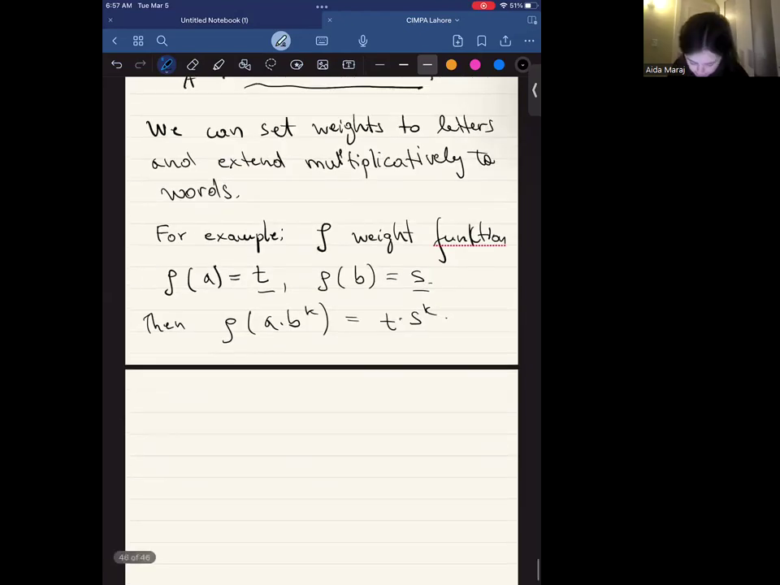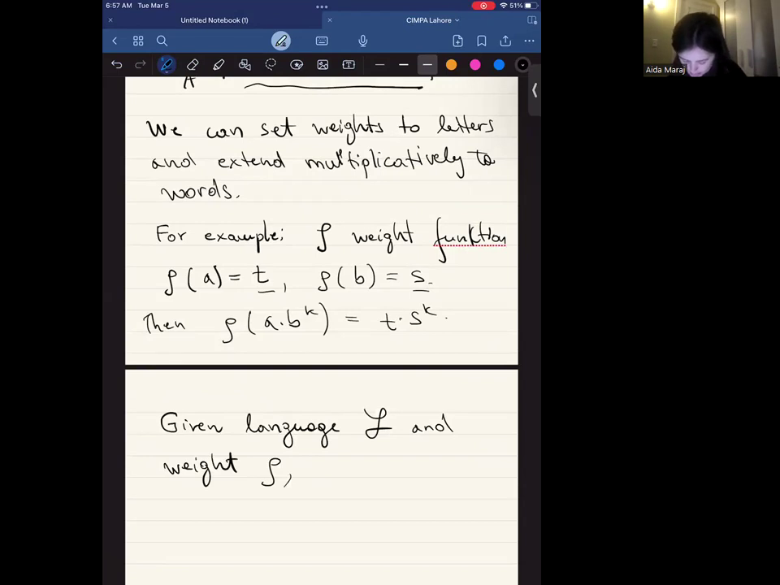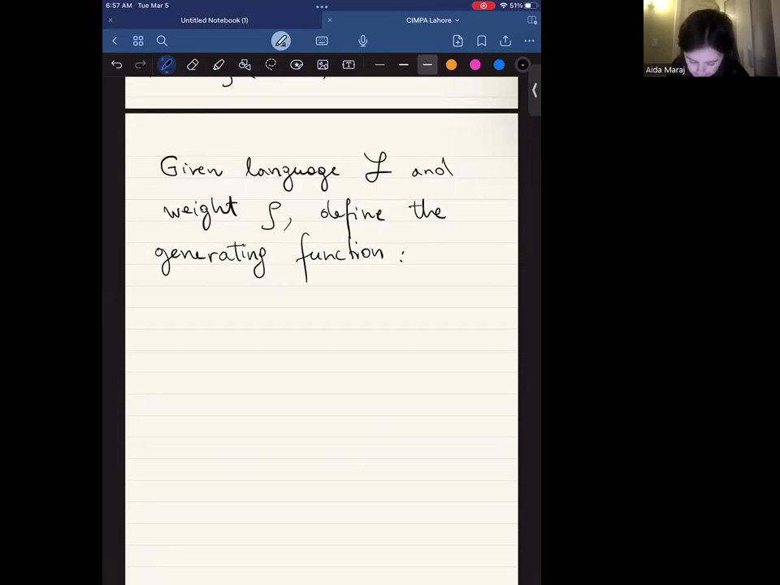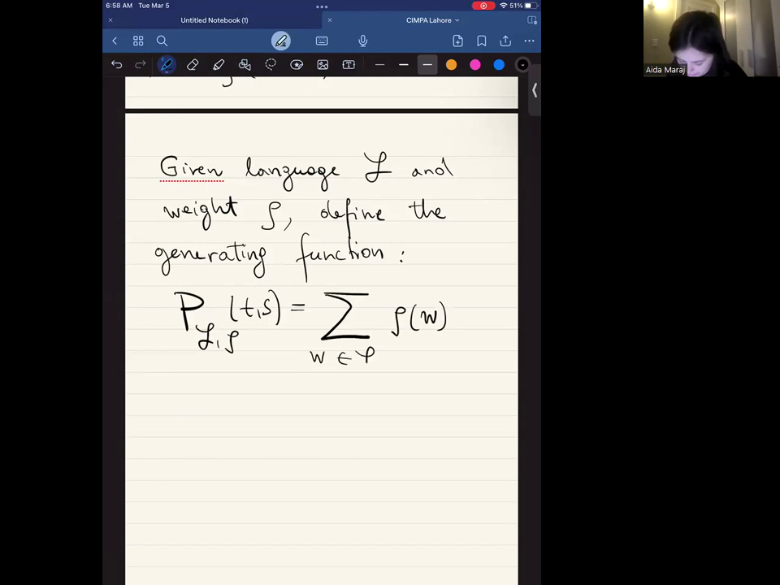Now, given a language L and weight rho, define the generating function P of L, rho, of T, S. These were the weights T and S. It is the sum over the weights of the words, for every word in L. So in our case, for example, this is the sum of rho of what were our words?